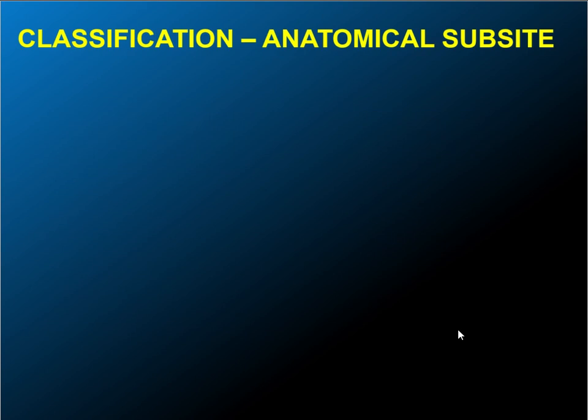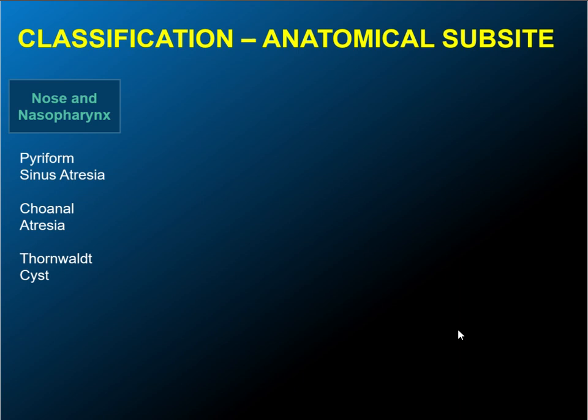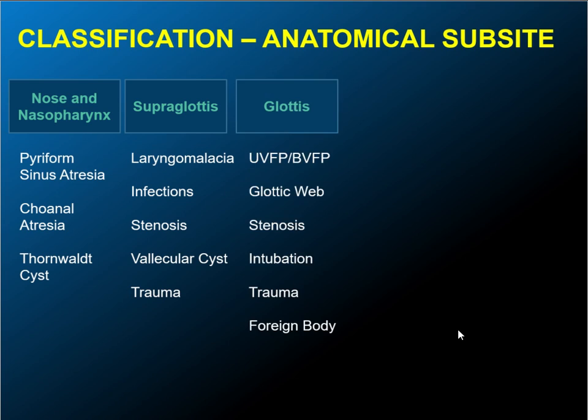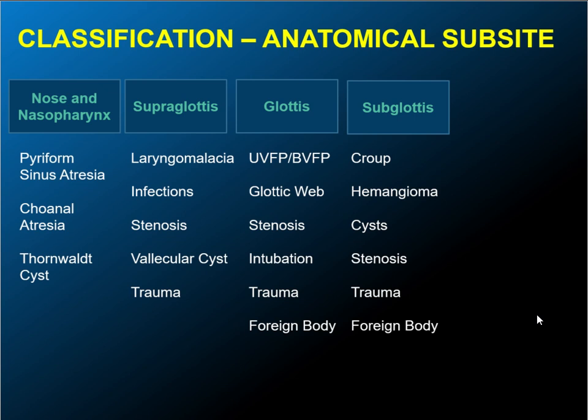They can also be classified on the basis of the anatomical subsite. The nasal and the nasopharyngeal causes being pyriform sinus atresia, choanal atresia, supraglottic causes being laryngomalacia, infections like epiglottitis, stenosis or valvular cyst, and others. Glottic causes can be unilateral or bilateral vocal fold palsy, glottic webs, stenosis, intubation trauma, and others. The subglottic causes can be croup, hemangioma, subglottic cysts or stenosis, and others.